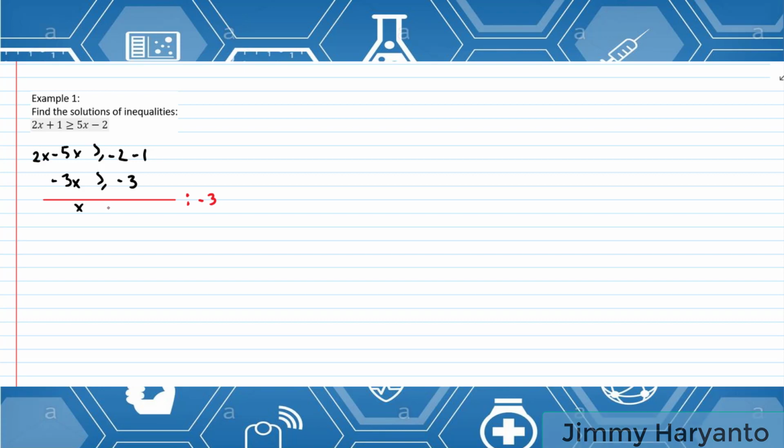Remember, in inequalities, when you divide by a negative number or multiply by a negative number, you have to change the sign. If the sign is greater than or equal to, we change it into less than or equal to. Negative 3 divided by negative 3 equals 1. Remember this, okay?